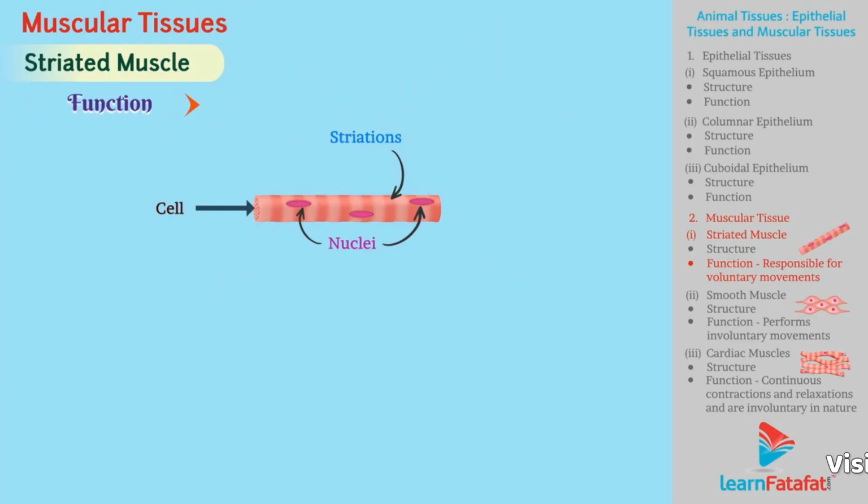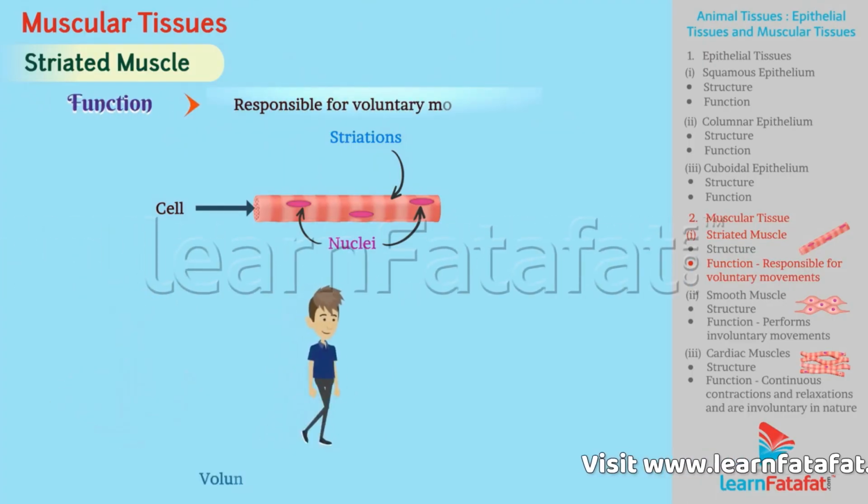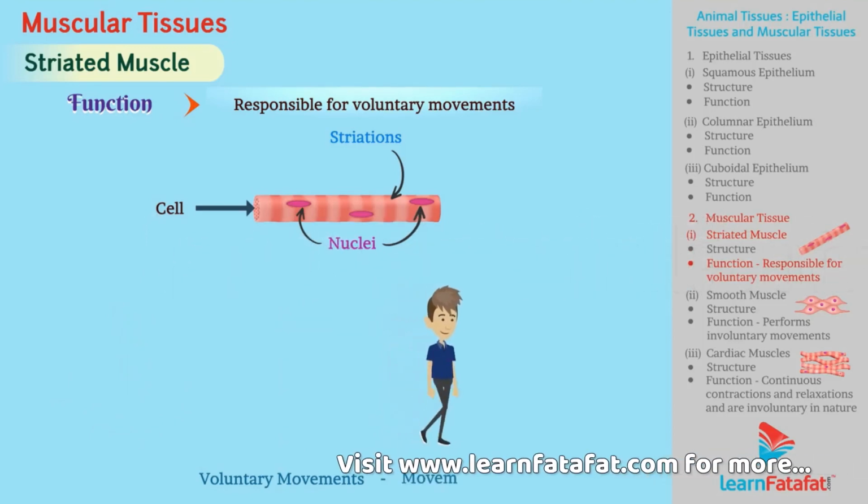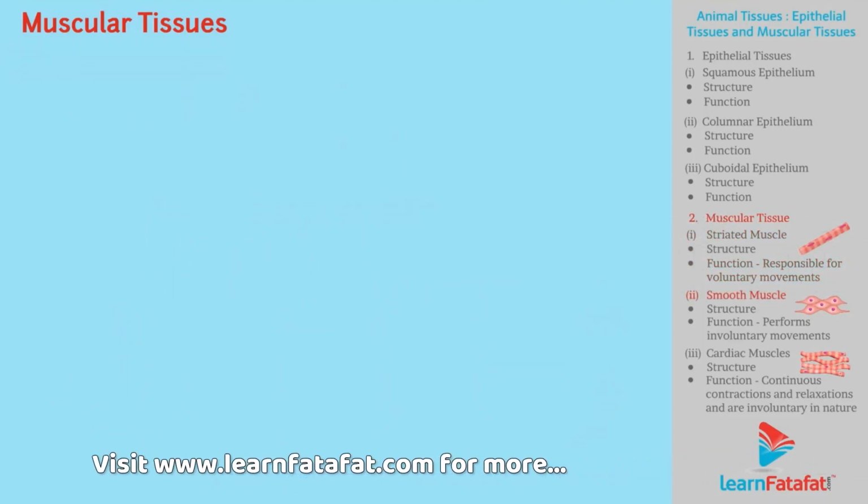These muscles are present in our limbs and are responsible for voluntary movements, that is, movements under our control. Smooth muscle.